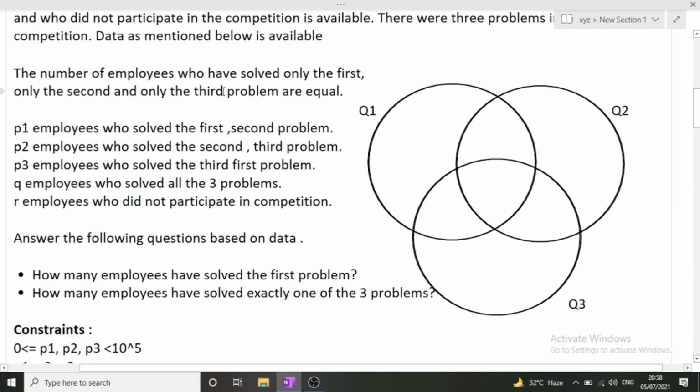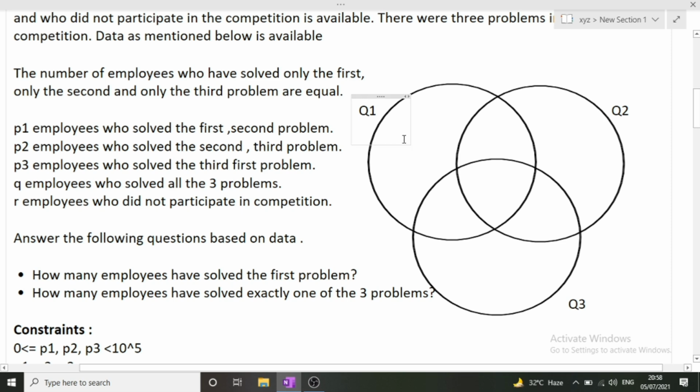Now the number of employees who have solved only the first question, only the second question, and only the third problem are equal. So this is the Venn diagram. Here every ring represents a question. This leftmost ring represents question 1, this represents question 2, and this represents question 3. We do not have any particular variable to define them, but we know that the number of employees is equal.